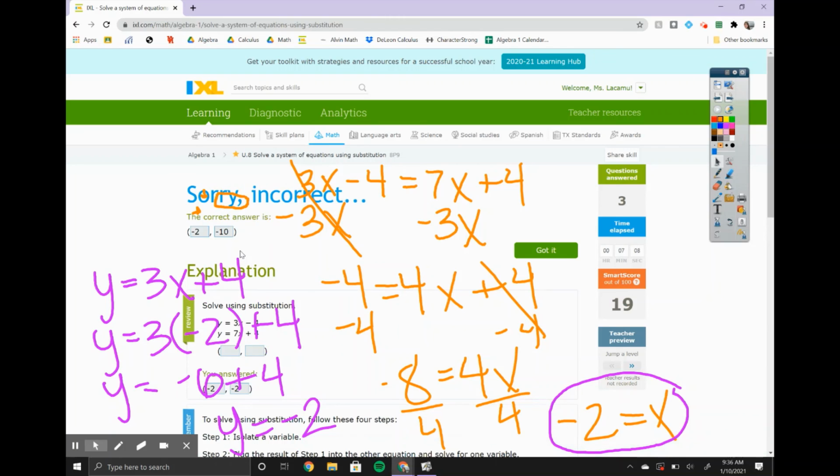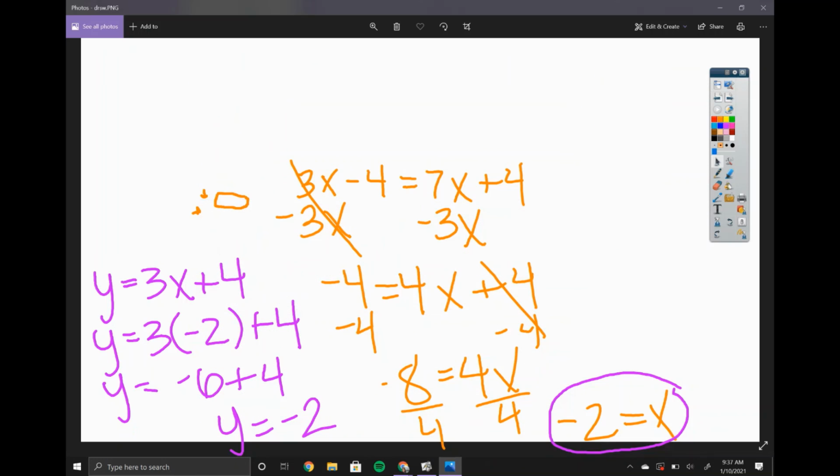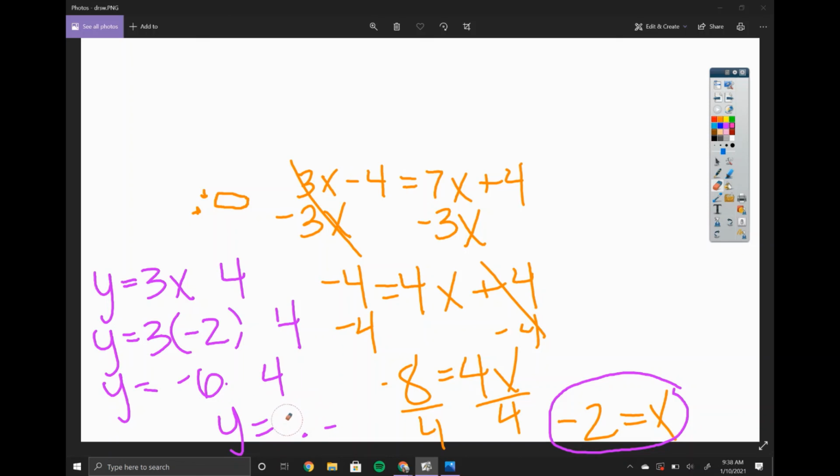Submit. Oops, I did something wrong. Oops, I used the wrong equation. See, it was supposed to be minus 4 here. My bad. I messed this up. Let's fix it really quick. This was supposed to be a minus 4, not a plus 4. So that's my bad. I'm not going to redo the whole problem, though. Just rewrite your problem correctly. So I would subtract 4 here instead of add 4.